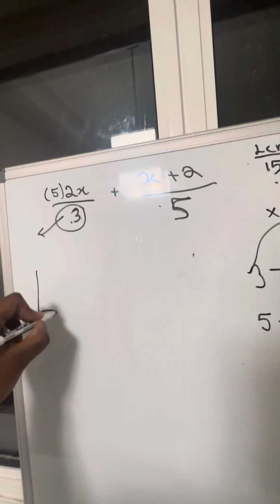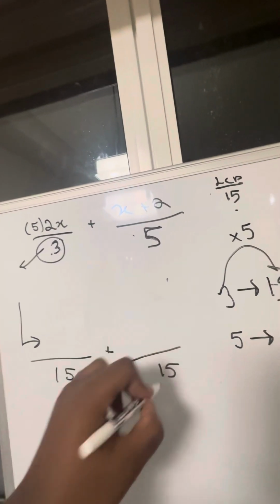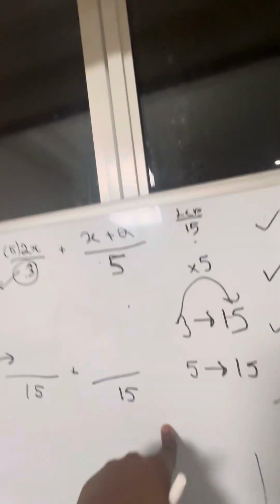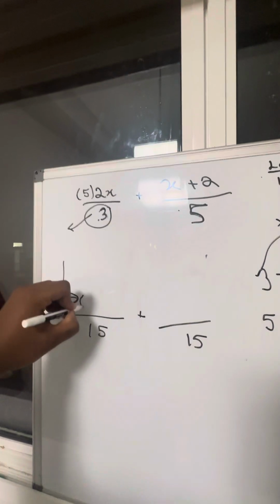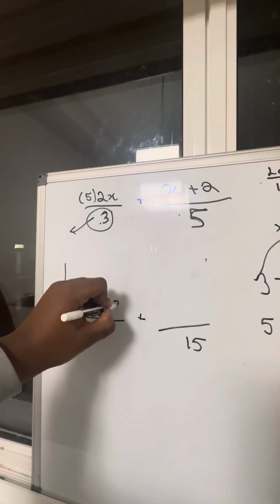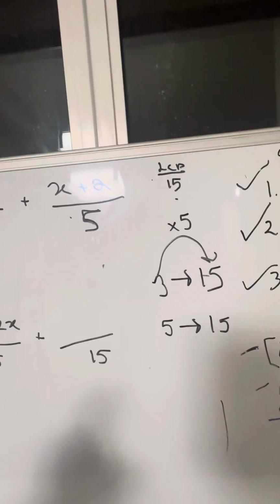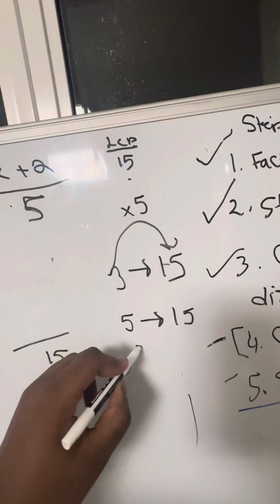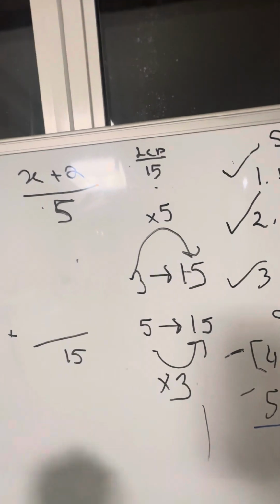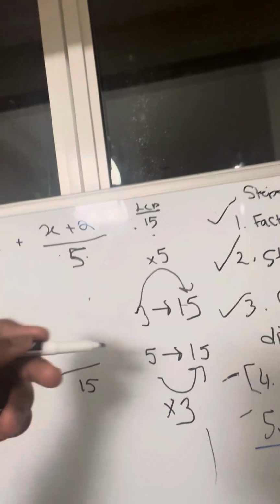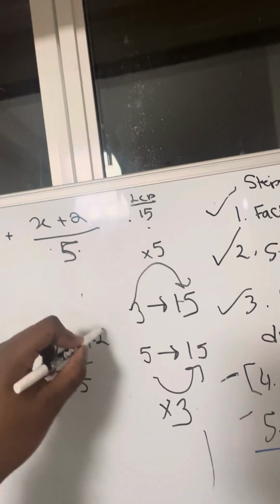So underneath, you're going to put 15, because your LCD is going to be your new denominator. Okay, so you're going to have 5 to x, and then for 5 to 15, 5 times what gives you 15? 3. So you're going to multiply by 3. So you're going to do 3x plus 2.